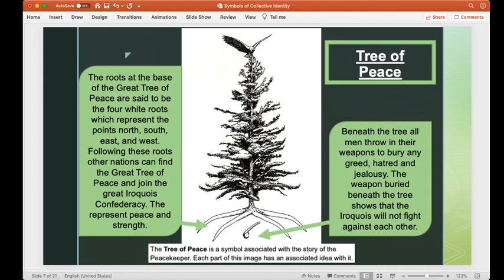And then the last one, that image, it's not a pipe, right? Below it is often a weapon. So I don't know if you've ever heard of the expression to bury a hatchet, right? But basically what that means is this is exactly what it represents. You're burying your weapon underneath a tree, right? Men throw their weapons to bury their greed, their hatred, their jealousy. It shows basically it's an end of the fighting, right? There's no more conflict. So the Tree of Peace shows that there's protection, there's connection, and there's the end of conflict.